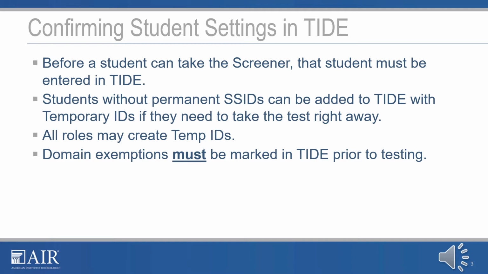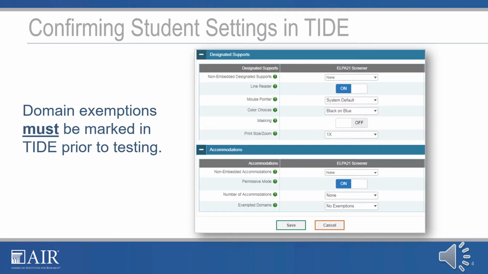Also note that only users with certain permissions may add students to TIDE. For information on specific user roles and permissions, see your TIDE user guide. Additionally, students with domain exemptions must have those exemptions set in TIDE prior to testing. Students who require a domain exemption must have that domain exemption recorded in TIDE prior to testing. If no domain exemption appears in TIDE, then all domains will be scored for the student even if no questions are answered. Contact your state administrator for clarification on how to determine and record domain exemptions in TIDE in your state.